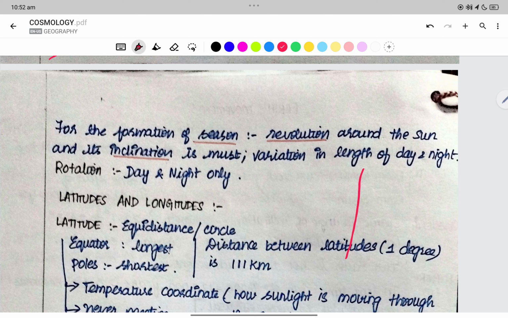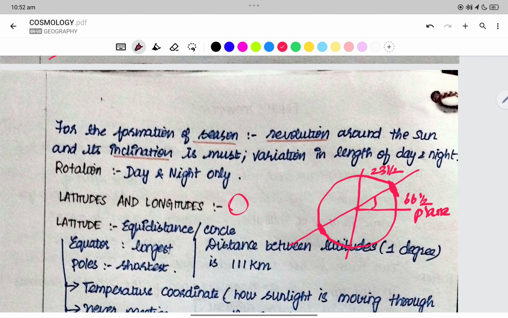Now see, this is a straight line, but the Earth has flat poles and a bulgy equator. This is the tilt, which is 23.5 degrees over here, and from here if you see, the tilt is 63.5 degrees over a plane. Okay, now see, the sun is here, right?